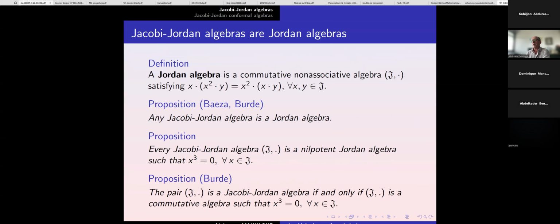Okay, now some properties. We can see that this Jacobi-Jordan algebra is in fact a particular case of Jordan algebra. Let me just remind you what is a Jordan algebra. This is a commutative non-associative algebra satisfying this condition. Then this observation by Baeza and Burt is that any Jacobi-Jordan algebra is a Jordan algebra. In fact, it's a Jordan algebra which is nilpotent, that is, it satisfies x to the power 3 is 0. In fact, we can also characterize Jacobi-Jordan algebra as a non-associative algebra which is commutative and satisfying x to the power 3 equals 0.